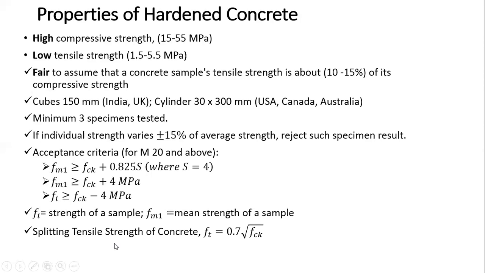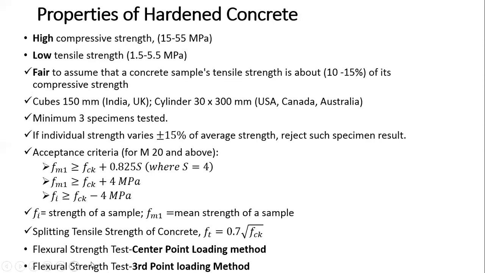Now, what is split tensile strength? Ft is equal to 0.7 times the square root of Fck. Very simple. Flexural strength is carried out in two types of tests. One is the central point loading method, where you apply a central point load on the beam to calculate the flexural strength. The second is the third point loading method, where you apply 2 point loads at equal distances from the support.